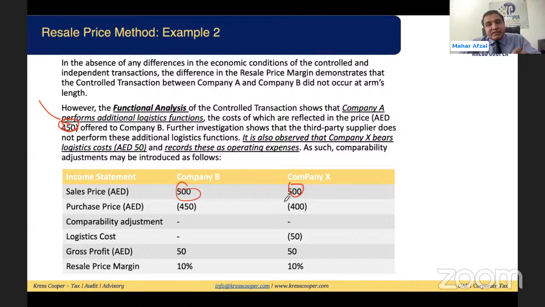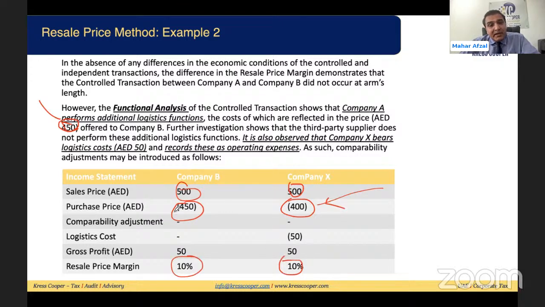Functions are the same. Risks are the same. Logistics: here the supplier is paying, here the other party is paying. In principle, the margin should be the same as well. So basically, this is a fair market price. This 400 is the fair market price as well. There is no harm in it. We are not liable to adjust. And 10% is the margin in both of the cases.